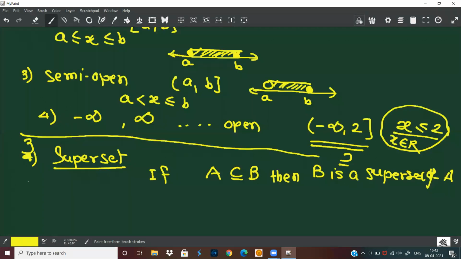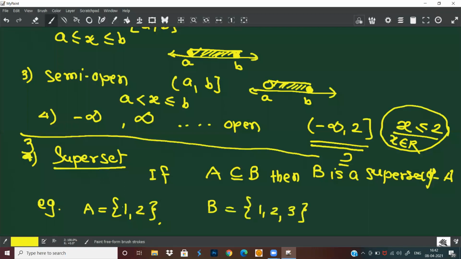Okay. I'll give you an example. If A is 1, 2, B is 1, 2, 3. Now, is A subset of B? Bolo? Yes. If A is a subset of B, proper, yes. But proper nahi hoga, then B is a superset of A. Yes. In this case, I will write A is a proper subset of B. Is that clear?